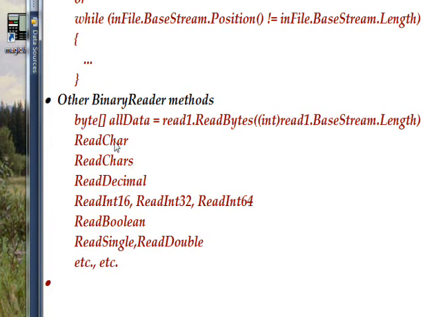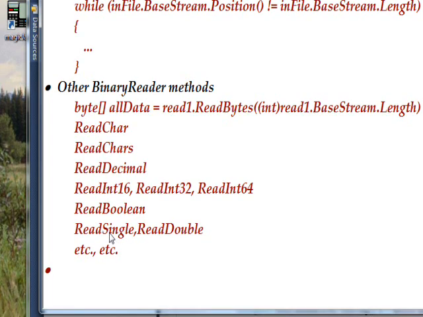And then there's other methods such as readChar, which reads one character, readChars, which reads multiple characters, readDecimal, which reads a decimal value, readInt16, readInt32, and readInt64, which read 2, 4, and 8-byte integers. readBoolean, which reads in a value that's interpreted as true or false. readSingle and readDouble, which read in floating point values, and so on. There's a lot of others.